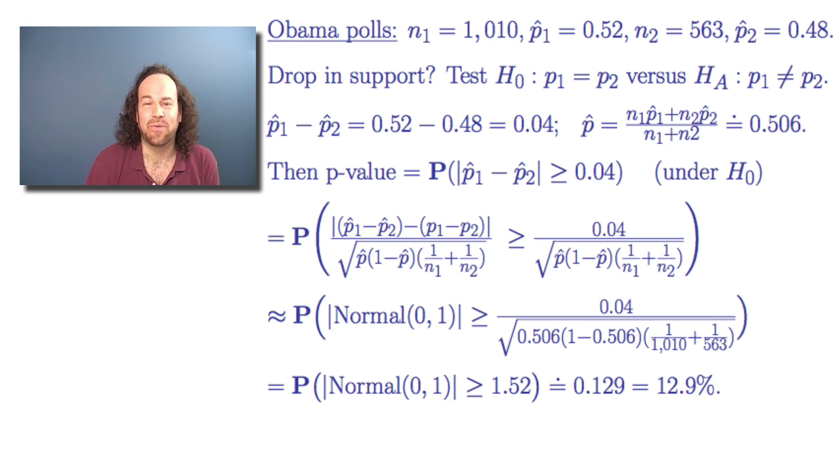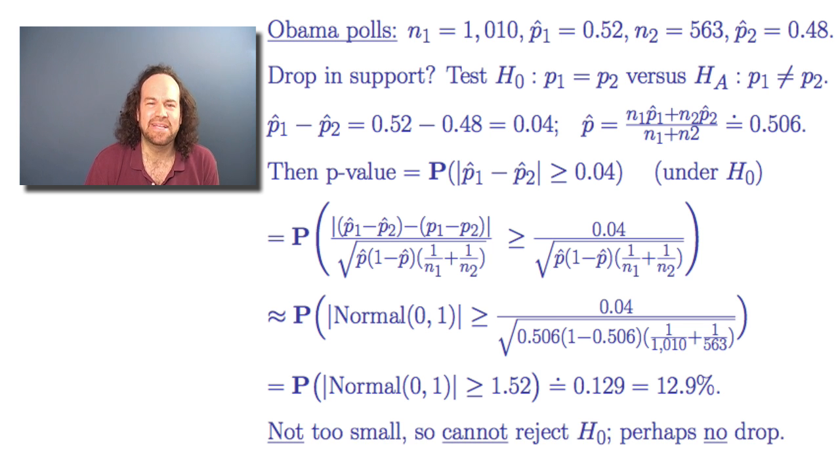Well, that's not so unlikely. That works out to about 12.9%, and that's probably bigger than our significance level. So we can say, well, in this case, the p-value isn't too small, so we cannot reject H0. That means it's perfectly plausible that, in fact, Mr. Obama's support didn't change at all between these two polls, and that was just the random fluctuation because of the random sample that they did to get the poll. And that's what we say in this case.